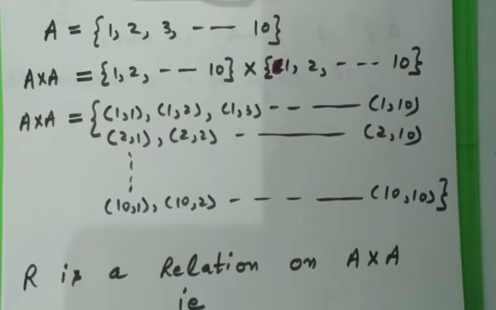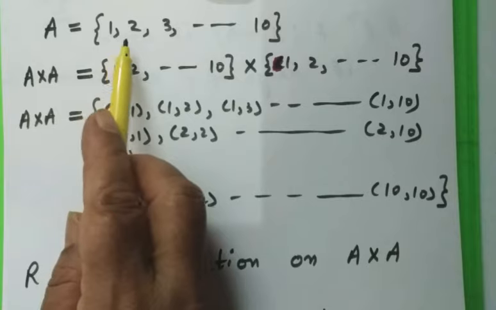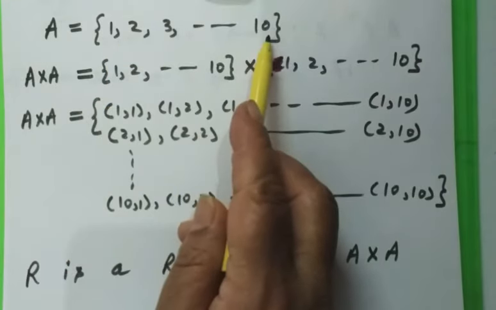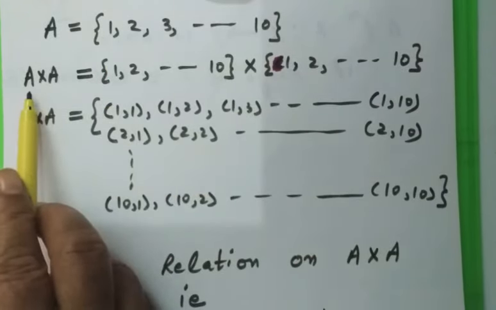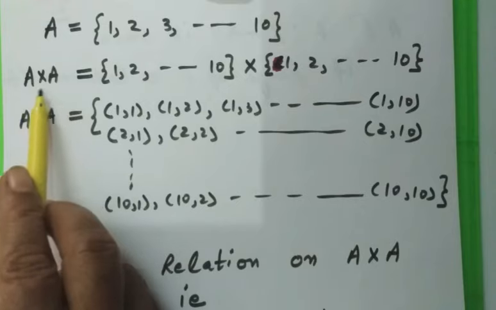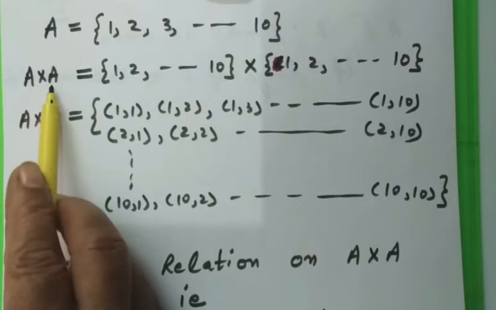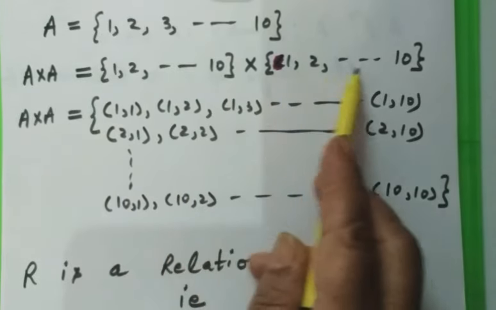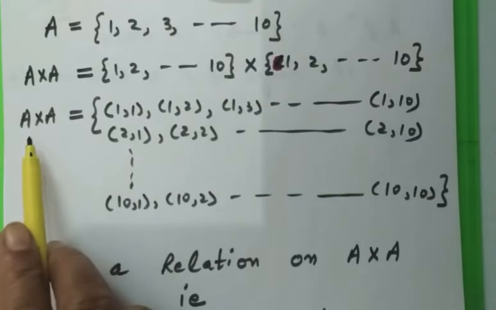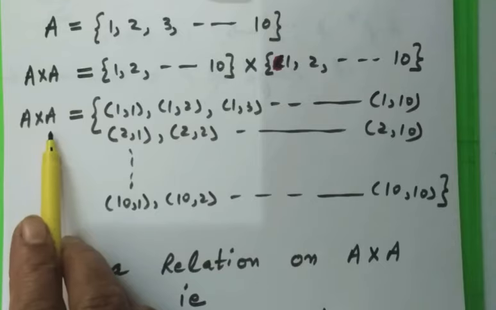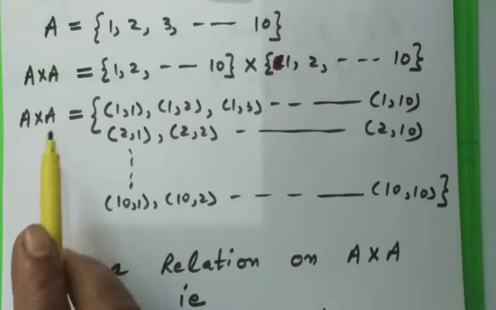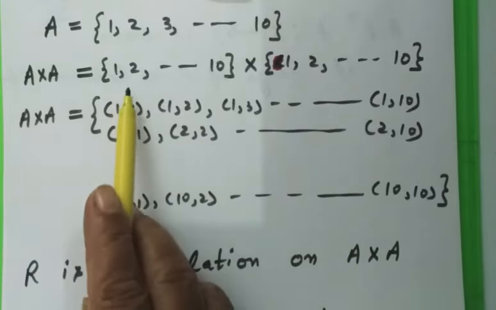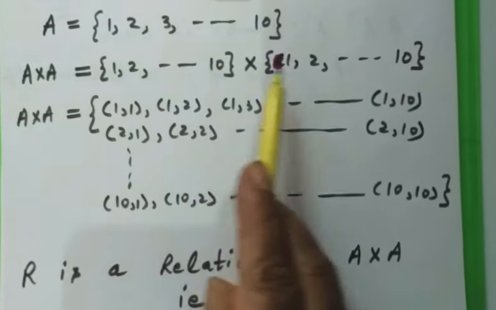The question is that consider a set A which is containing the first 10 natural numbers. Then the Cartesian product of A with A, called A cross A, will be 1 to 10 cross 1 to 10. If you want to write the elements of the Cartesian product A cross A, these elements will be nothing but the ordered pairs of the set A with itself.